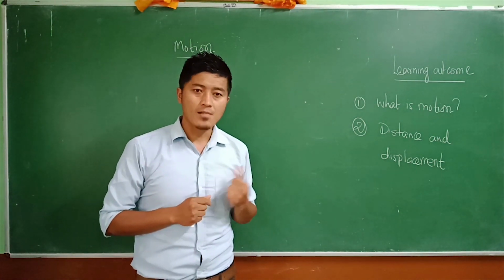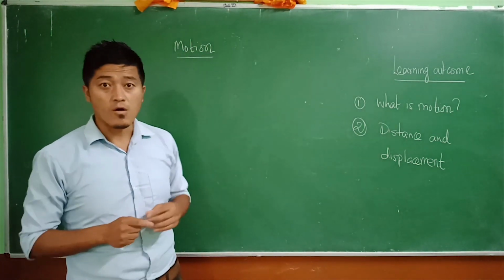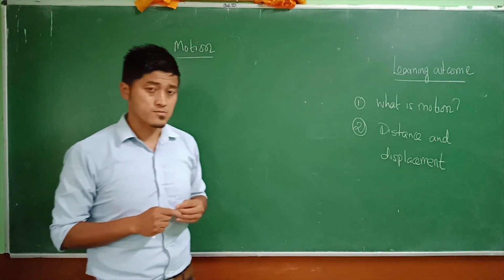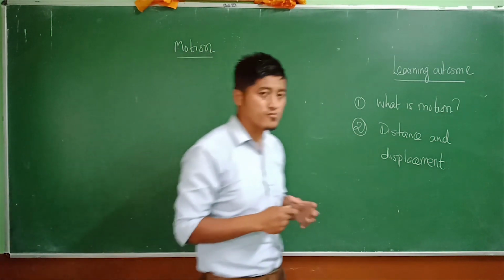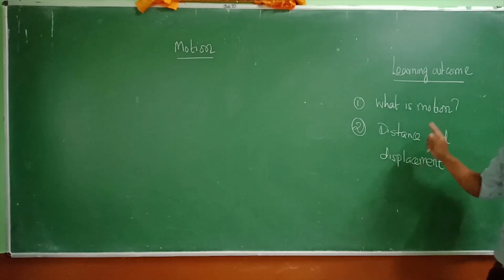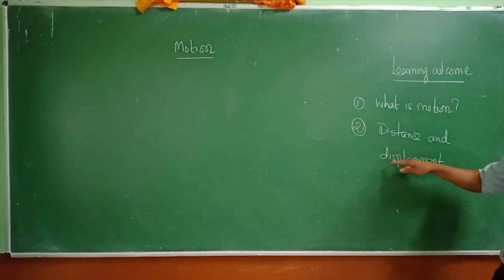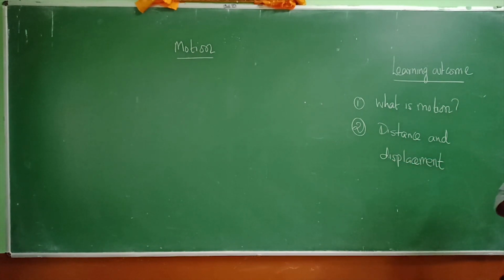So today I'll be taking the class 9 chapter number 8, that is the motion chapter of the science textbook. Our learning outcome for this session is: what is motion, what is distance, and what is the difference between distance and displacement. So we will go through that.